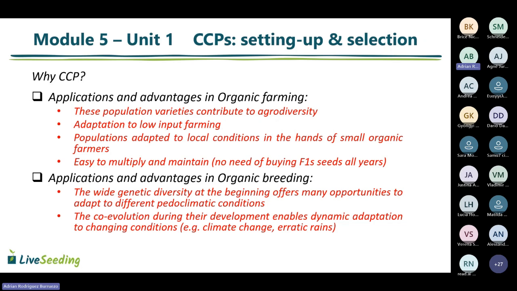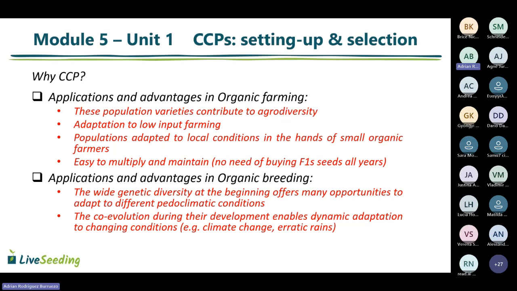The application and advantage in terms of organic breeding is that this wide genetic diversity at the beginning, when the composite cross population has started, offers many opportunities to adapt to different pedoclimatic conditions.